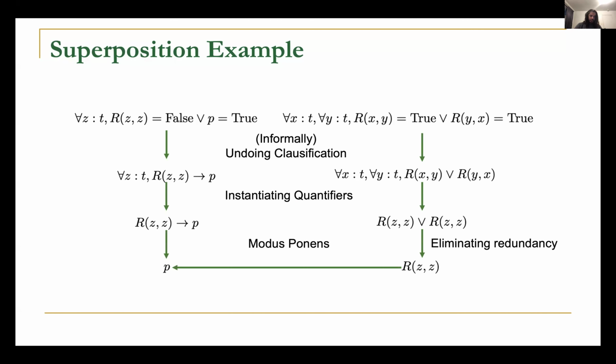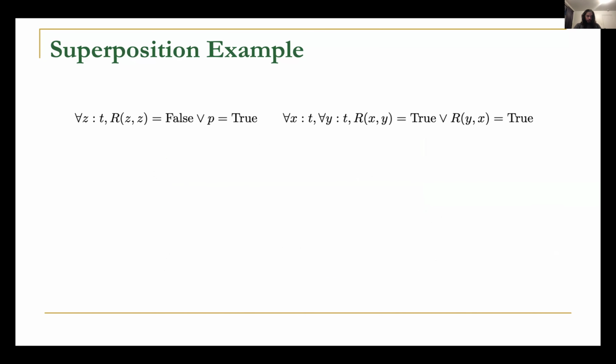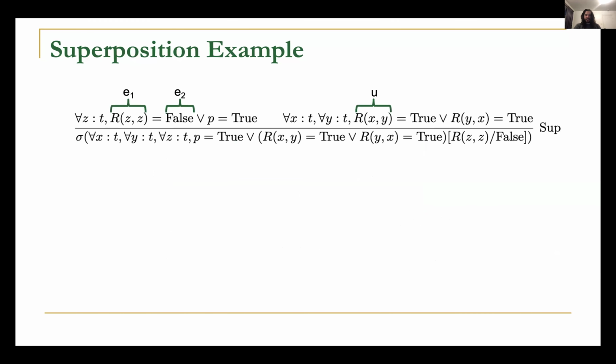But if we want to derive this fact using the superposition rule, how would that work? We start again with these two clauses. Then, since the superposition rule can be applied to these clauses in multiple ways, let's say that R of ZZ is E1, false is E2, and R of XY is U. Then the superposition rule gives us this conclusion. In its current state, this conclusion is a bit of an unreadable mess, so let's break it down.